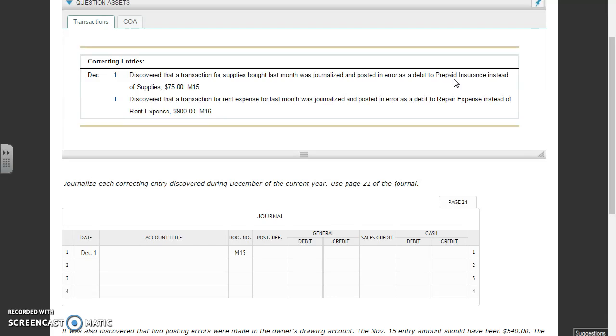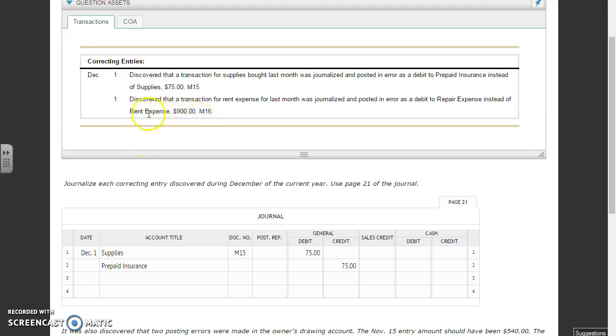However, since we have to list our debit first, we're going to figure out what we have to debit. Well, supplies is what we actually purchased, and we didn't debit that. We didn't show that increase to supplies. So we're going to debit supplies for $75. And then we're going to credit prepaid insurance. We're crediting prepaid insurance because we accidentally debited it before. We weren't supposed to. So by crediting it, we're basically wiping out that transaction. However, we still needed to show that supplies increase. So that's why we have the debit there.